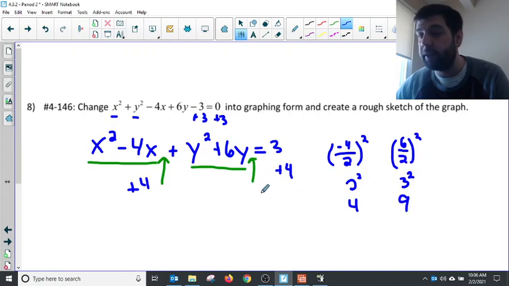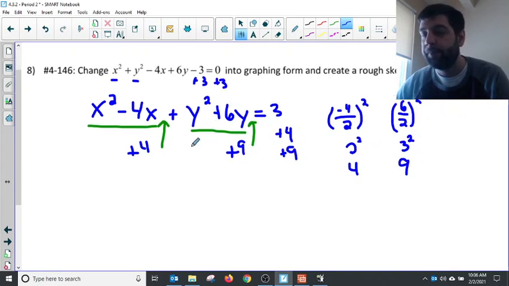Again, we're in the process of showing our understanding, because it's new understanding. It's new to all of us. So here, we're going to have x squared minus 4x plus 4.